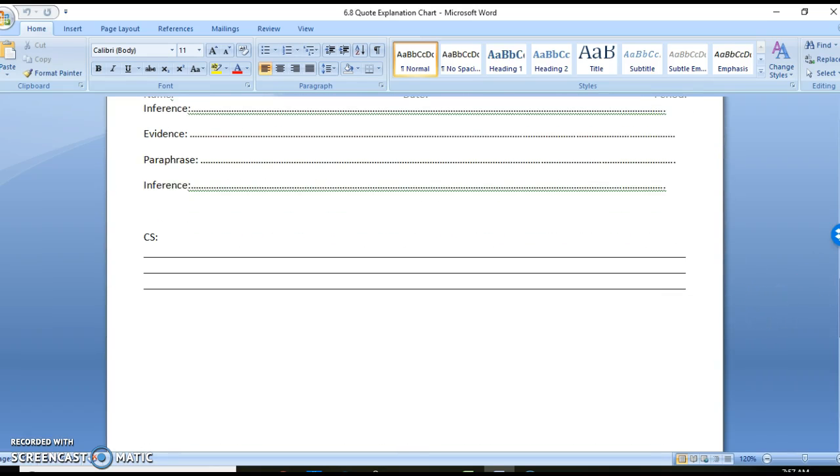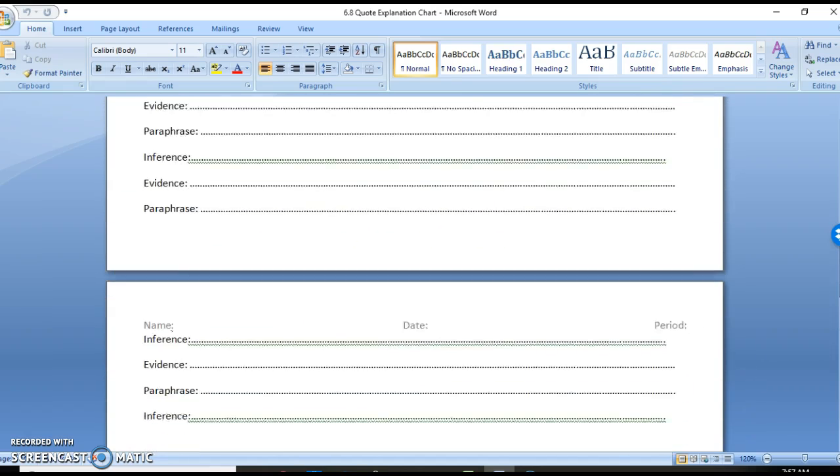Once you're finished with that, you're going to go ahead and complete your concluding sentence. And in your concluding sentence, you are going to say, in conclusion, to this extent, and go ahead and make sure you're really answering the prompt in that concluding sentence.